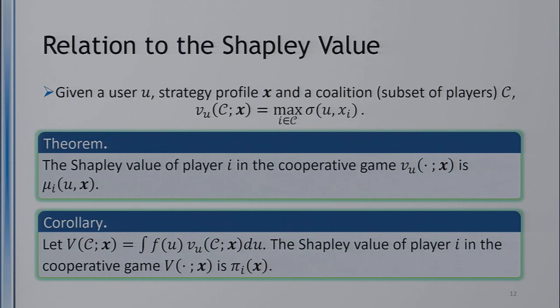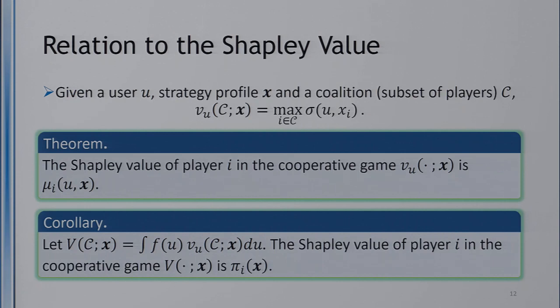So if we look at an infinitesimal user, an infinitesimal cake, U, and given a strategy profile X, we define the characteristic function V_U of C given X, where C is a coalition, or a subset of players, to be the maximum satisfaction level that U can have for one of the facilities offered by the players in the coalition C. We showed that the Shapley value of player I in this cooperative game is essentially the probability that U will be attracted to player I given the strategy profile X.